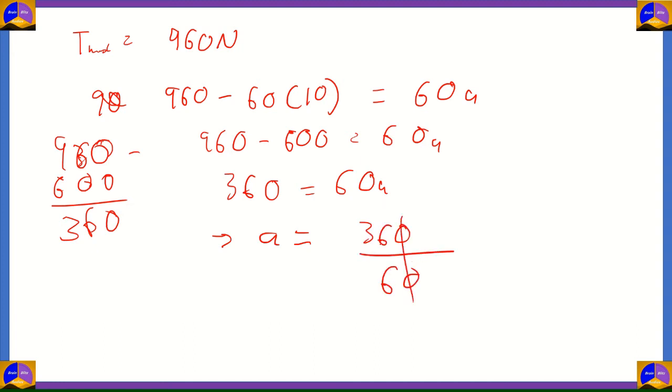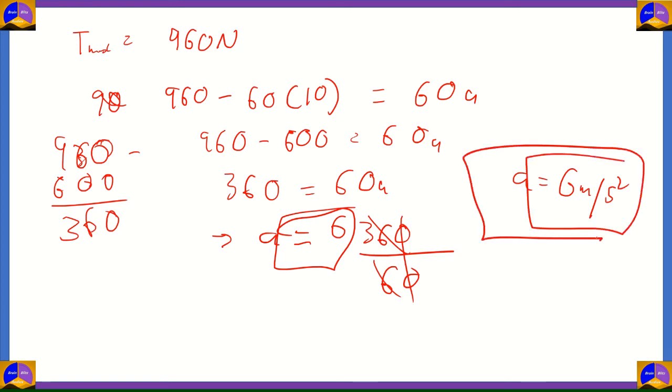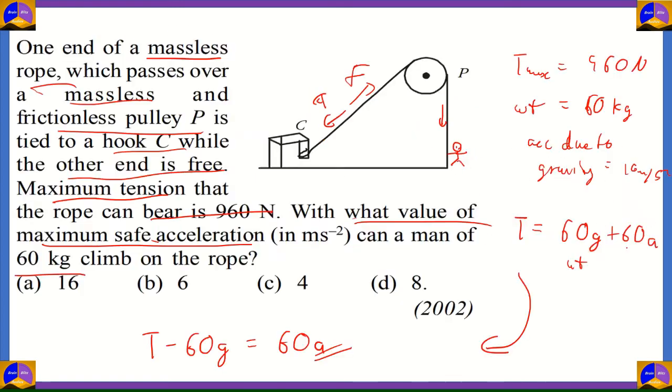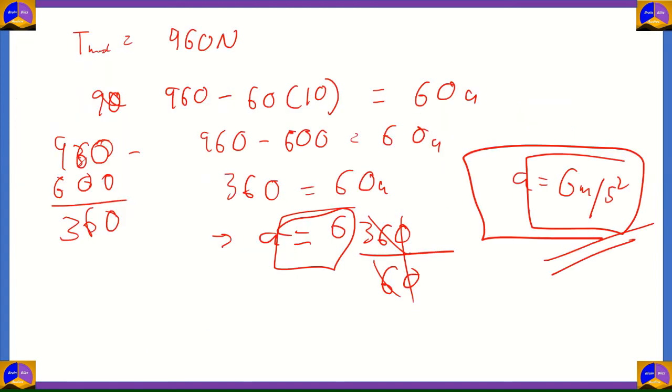Zeros get cancelled. 6 goes into 36 6 times. So the value of the acceleration is equal to 6 meters per second squared. So this is the correct answer to this question. In the following options, you can see that option B is the correct option for this question asked in 2002. The maximum acceleration by which the man can climb the rope is 6 meters per second squared.